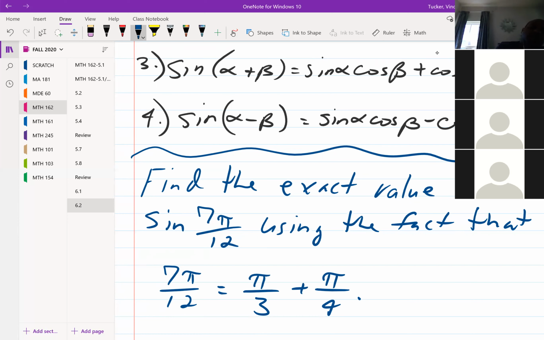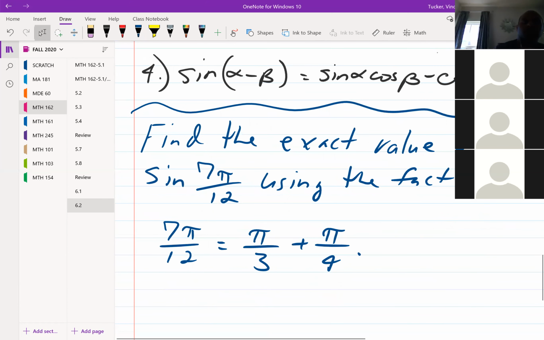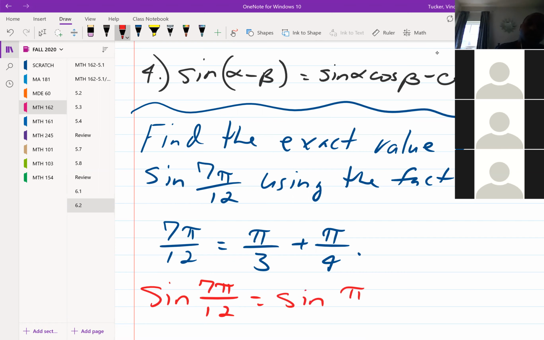All right, so we're going to find the exact value of sine 7 pi over 12 using the fact that 7 pi over 12 is equal to pi over 3 plus pi over 4. So they pretty much gave us the breakdown that we can use. Looking at sine of 7 pi over 12, I'm going to break that up into sine of pi over 3 plus pi over 4.